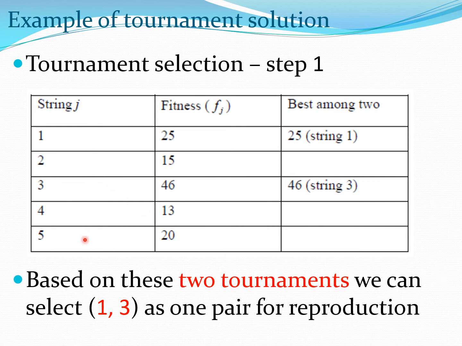So let's start with this example for tournament selection. Let's say we have 5 strings here. Corresponding to these strings, there are 5 values of fitness here. Now let's create a tournament between the first two strings here. So between 25 and 15, the better one is 25, so this survives. String 1 survives. 15 is decimated. 46 and 13, 46 survives. 13 is decimated. So based on these two tournaments, we get 1 and 3 as one pair, which is selected for reproduction.